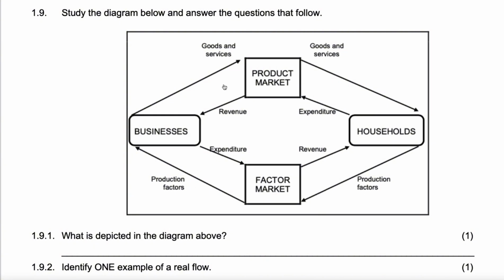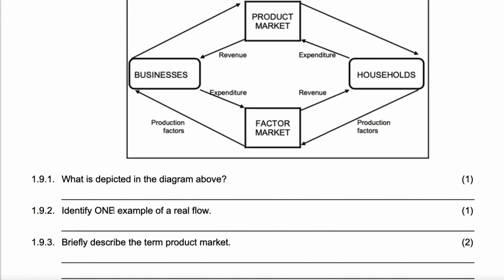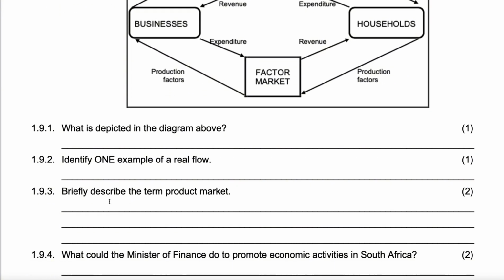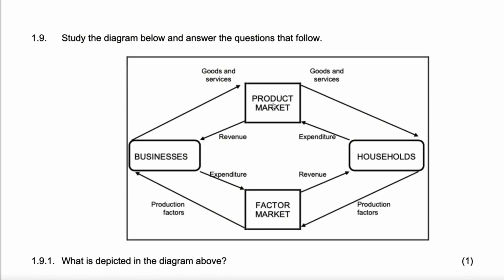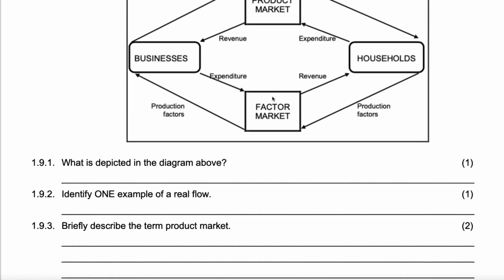So what do you see which is not revenue or expenditure? You see goods and services. So that's an example of real flow. You also here see production factors. So you can write there factors of production. Briefly describe the term product market. I did already. We said a product market is a market where goods and services are traded.